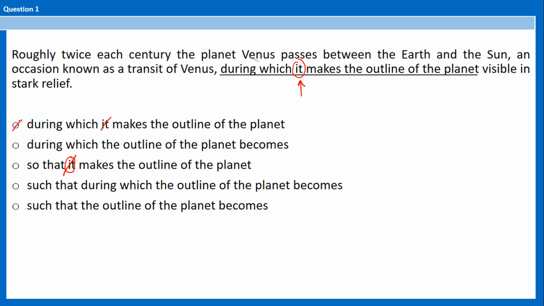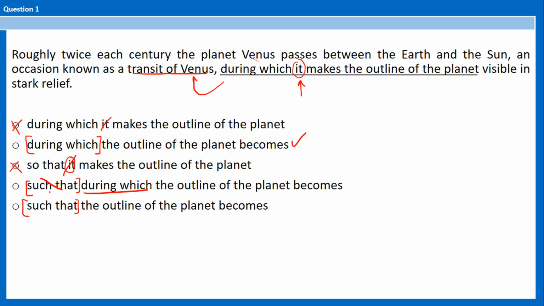Okay, so eliminate number 1 and number 3. Number 2 says during which the outline of the planet becomes visible, and that's perfect. By the way, during which is a modifier of the transit of Venus. So during the transit of Venus, the outline of the planet becomes visible. B is perfect. And then 4 and 5 use the idiom such that. Okay, so such that during which, that's worthy.